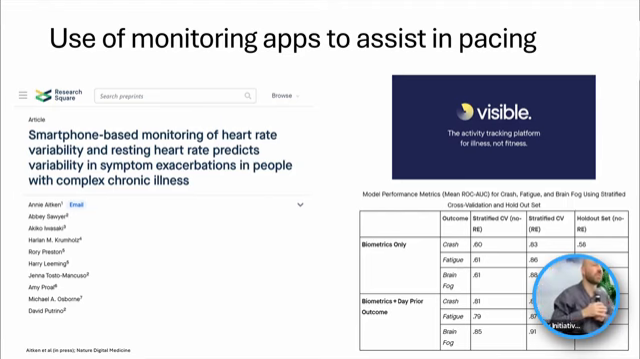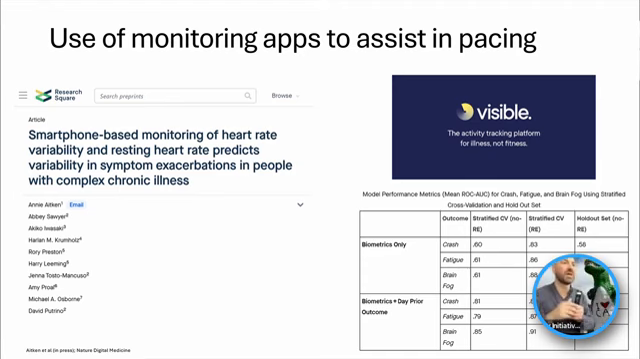new world. We have smartphone technologies and wonderful tech that can assist in pacing. There are many companies out there that do that. I'm only highlighting Visible because we just completed a publication with them that has been accepted for publication in Nature Digital Medicine. This was the largest study of its kind. We got about 4,600 people with ME and long COVID who had contributed over 100 days of data each. So we had millions of data points.